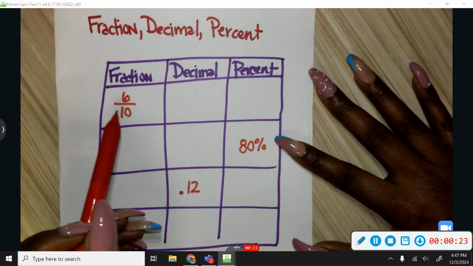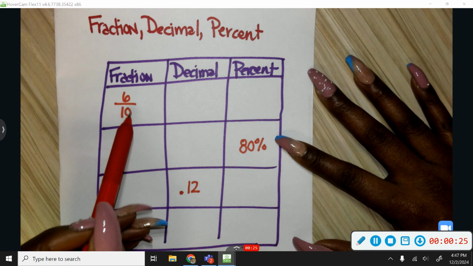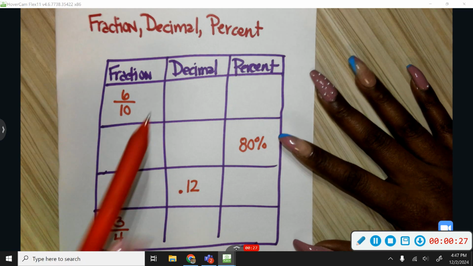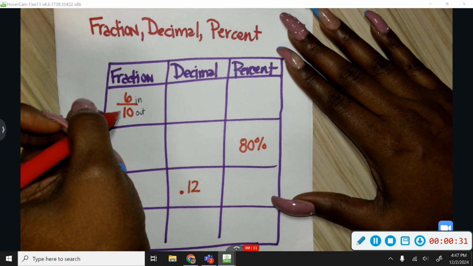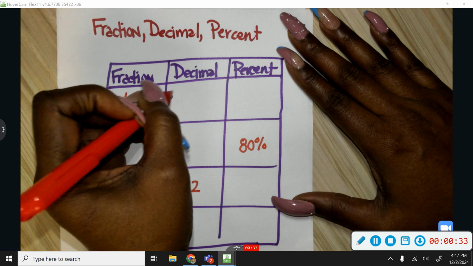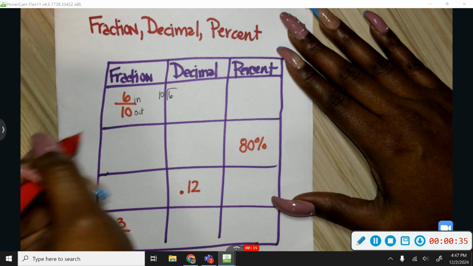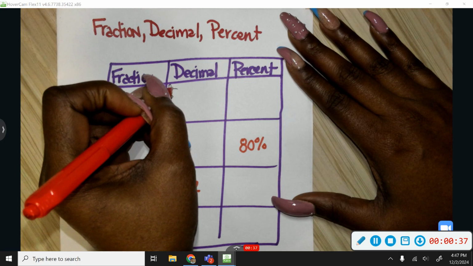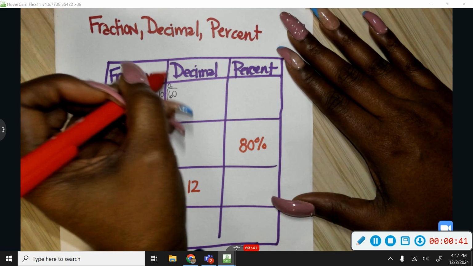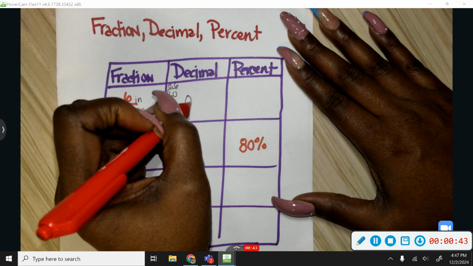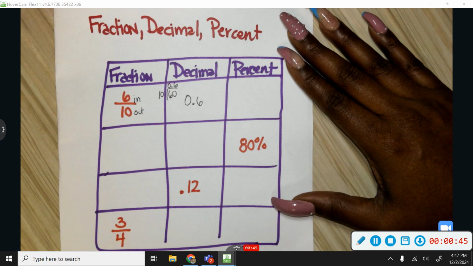In this case, I have 6 over 10. I want to convert 6 over 10 into a decimal. I do so by going top in, bottom out. Top goes in, bottom goes out. Add my 0 placeholder. In this case, 10 goes into 60 6 times. So there goes my decimal, and we're done.